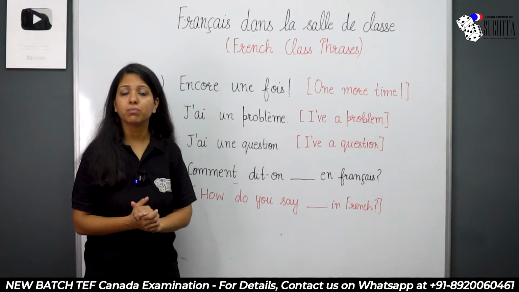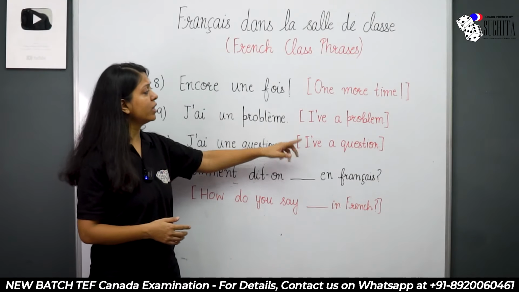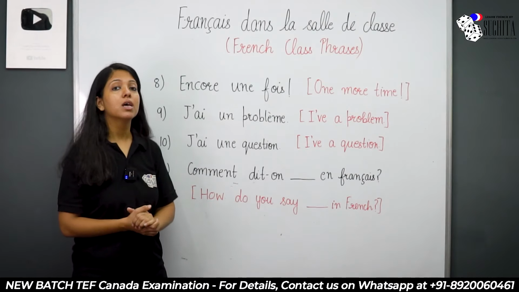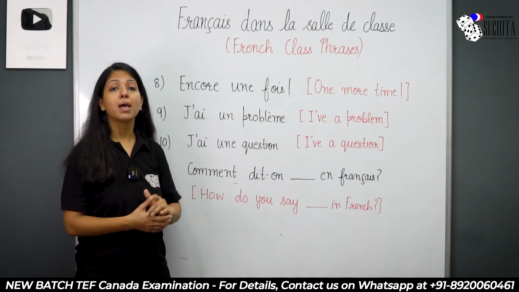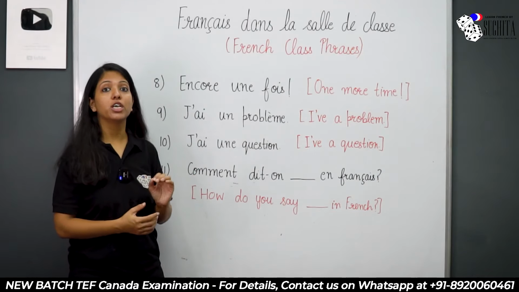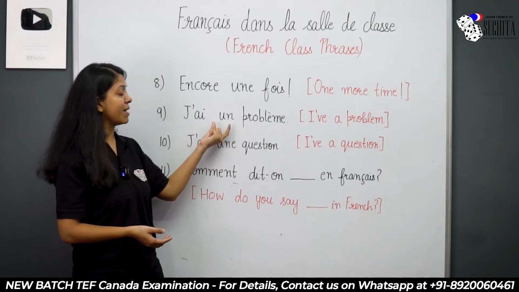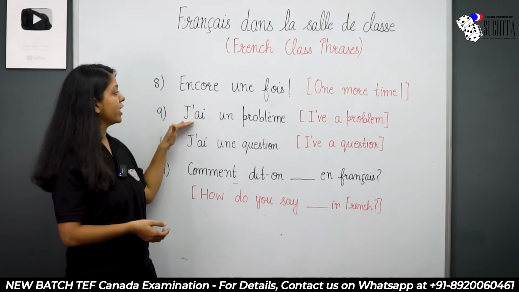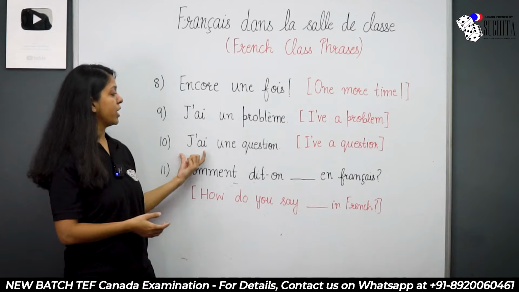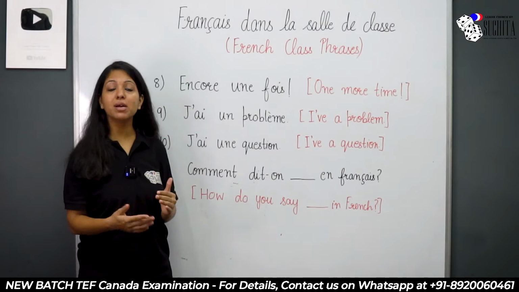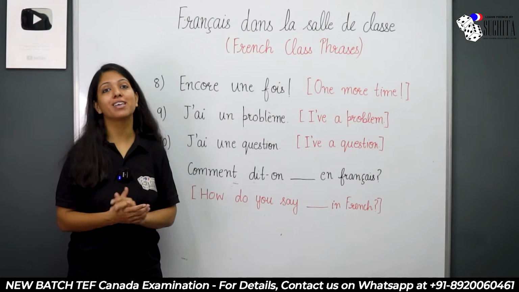I have a problem. The next one is a similar one. Instead of a problem, I have added a question. If you want to say, Ma'am, I have a question: Madame, j'ai une question. The word problème is masculine and the word question is féminin. So, j'ai un problème, j'ai une question.